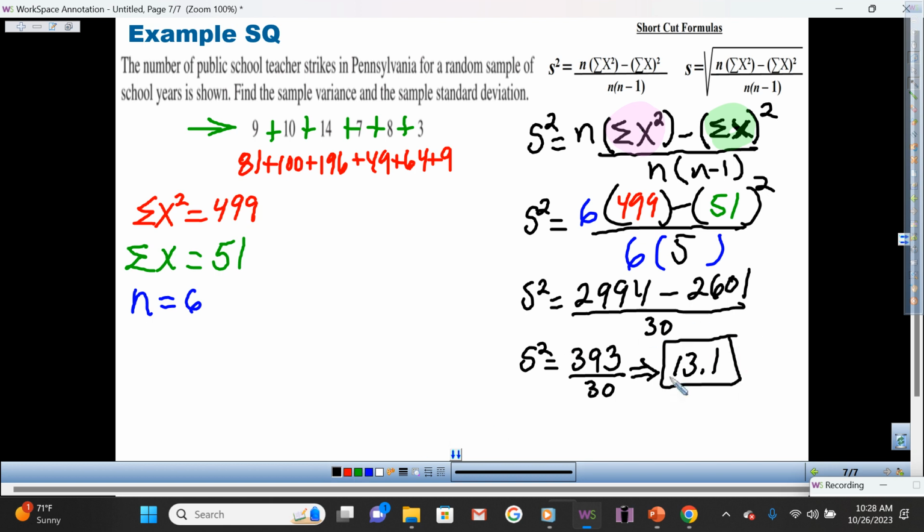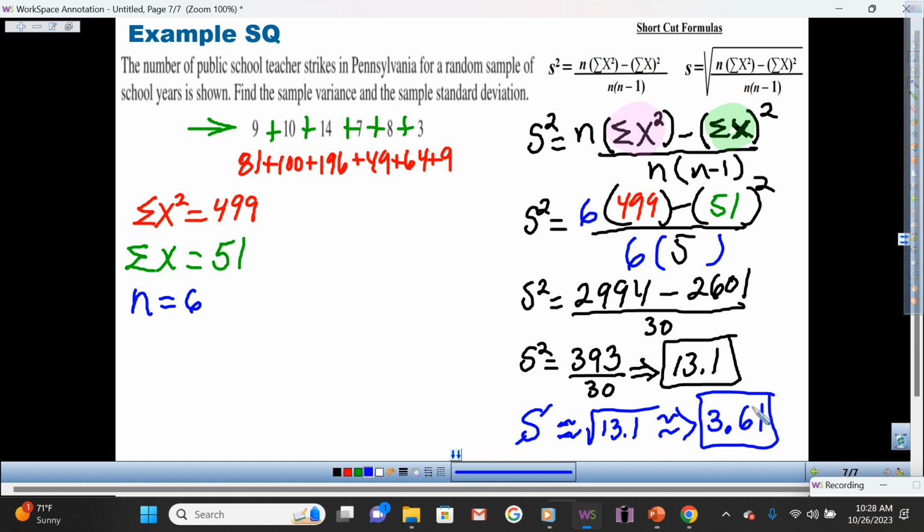There it is. This is our variance. But they want the sample standard deviation as well. So standard deviation. What do we do to find that, everyone? Approximately. Square root of this, yes? So 13.1 square root. What is it? 3.6? 3.61? Hands, have you got that?